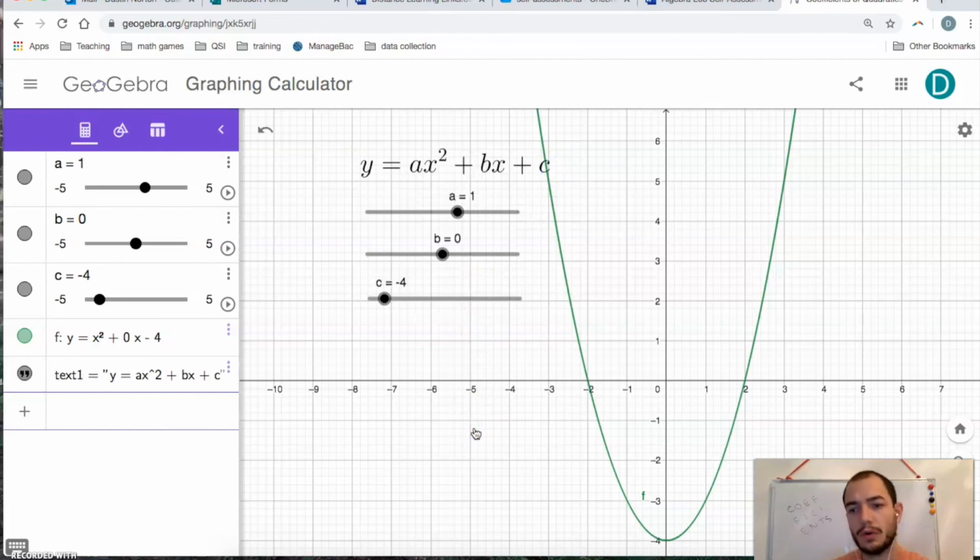Okay, so your goal is going to be investigating a, b, and c, and being able to explain what each of those coefficients does to affect the shape of the parabola.